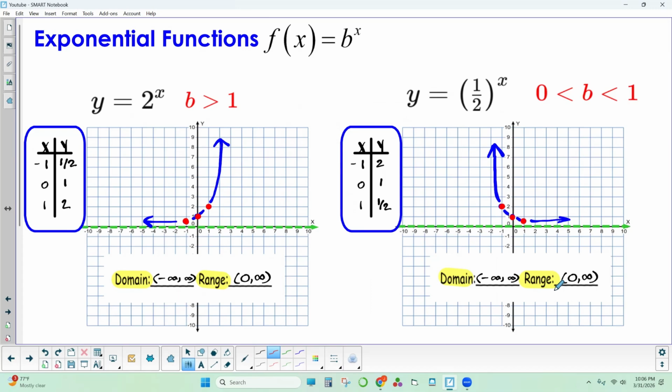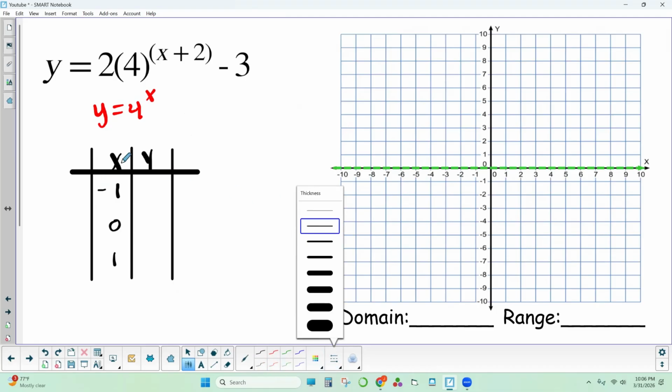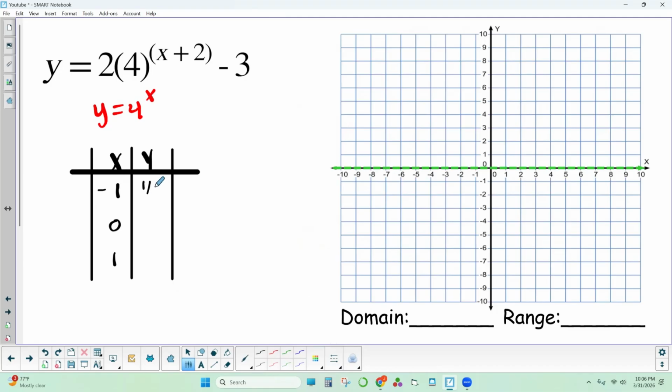Now we're going to do three examples of transformations. So let's get started on that. All right. So first, I want to establish what is my parent graph here. Well, my base is 4, and it is an exponential. So I've got y equals 4 to the x. Now, if I complete my table here and plug in a -1, I'm going to get 1/4. If I plug in a 0, I'm going to get 1. And if I plug in a 1, I'm going to get a 4. All right. So that's my parent function table.